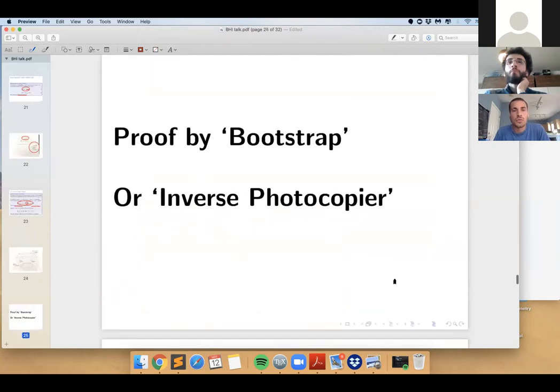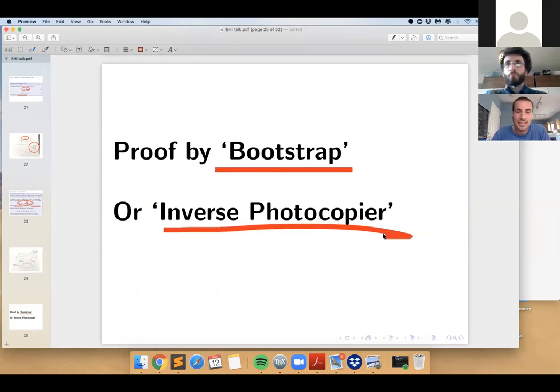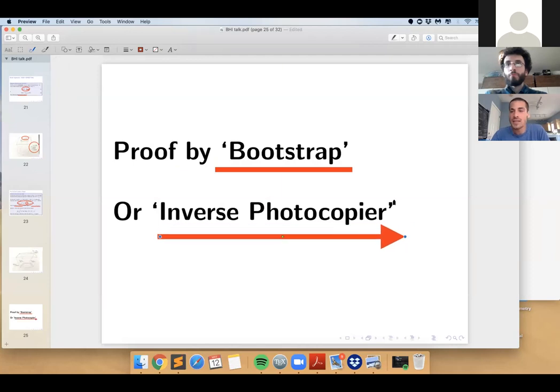So how does the proof work? This is kind of a gimme slide. It's kind of a fun slide. I'm just going to try and interject a moment of fun into this talk. How does it work? It's called bootstrap, right? In a talk I listened to by Cliff Taubes, a mathematician, he mentioned the fact that he'd never seen a bootstrap. I haven't either, so I'm not sure why the bootstrap terminology holds. But I like to think of it really as an inverse photocopier. And you might say, why is he talking about photocopiers in a black hole talk?